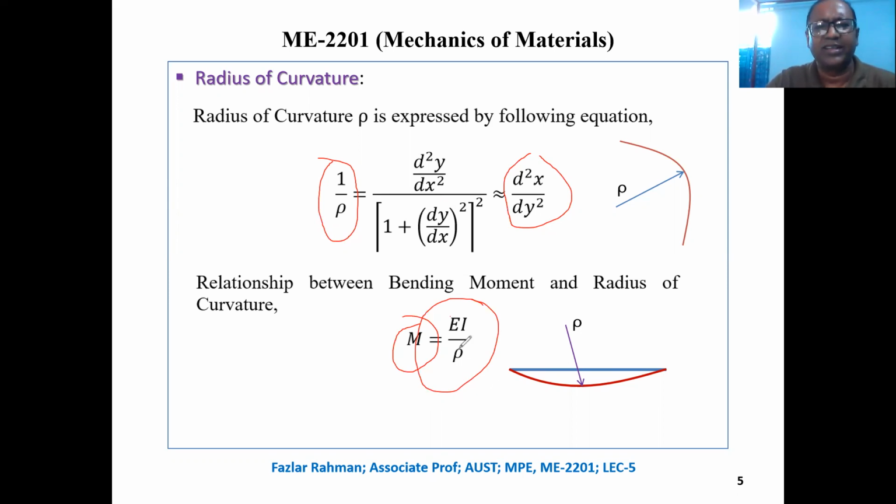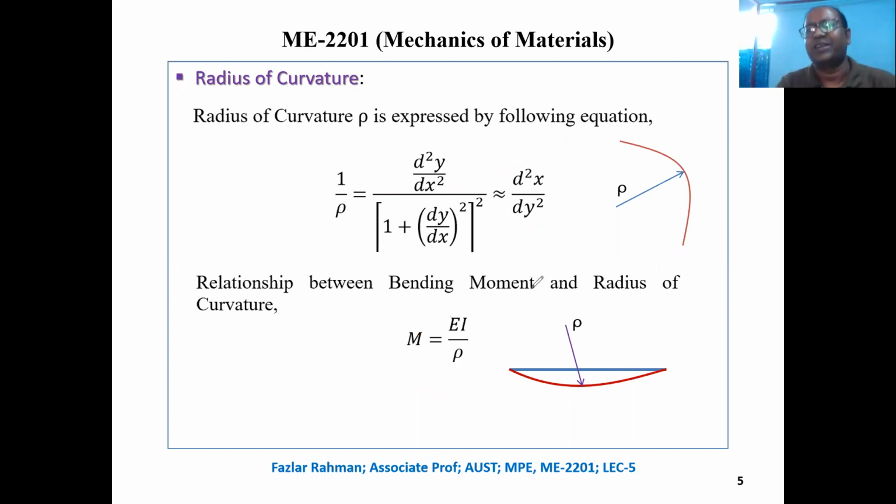What can we get? If you substitute 1 by rho right over here, then we get d squared x by dy squared equal to some function of M. Then you'll get a second order differential equation, and by solving that differential equation, we can derive the formula for column. So let's see how we can use that formula.